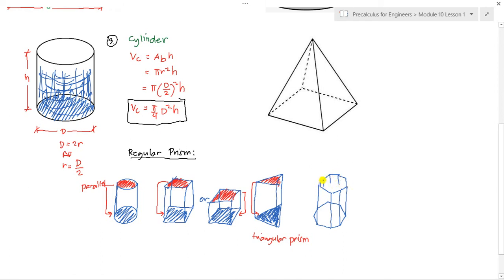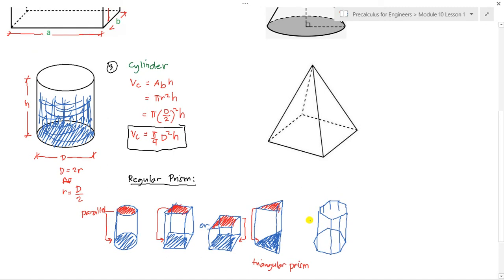And if that top surface is parallel to your base surface, then that is a regular prism of n-sided polygon base. So this one is an octagonal prism. So that is the basic or general formula for a regular prism. And a cylinder is one whose base is a circle. You project it and it creates the cylinder.